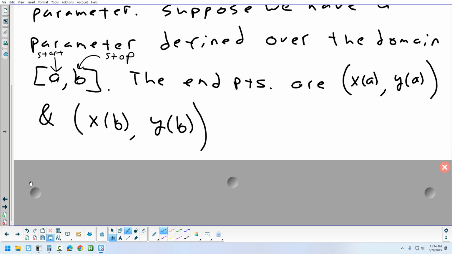And even though just knowing where something starts and stops doesn't tell you what it looks like, that's still good information to know if you're trying to sketch. Where does it start? Where does it stop? That may help you set your window on the calculator.